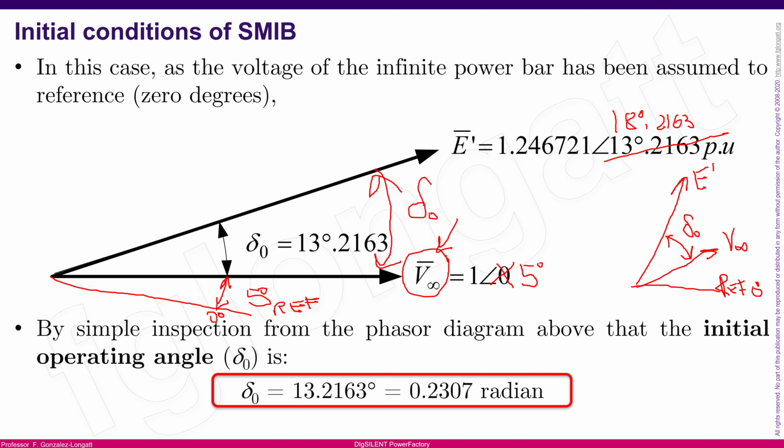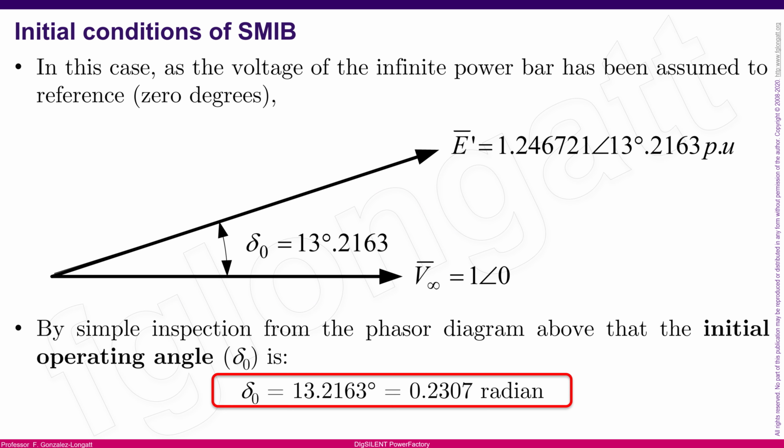Okay, now I explained this. Let me clear my whiteboard here, or blackboard. I don't know which name you prefer. But here, the thing that we need to remember is this angle here, okay? This angle is 13.21, okay? Because that is the internal angle of the synchronous machine, okay?